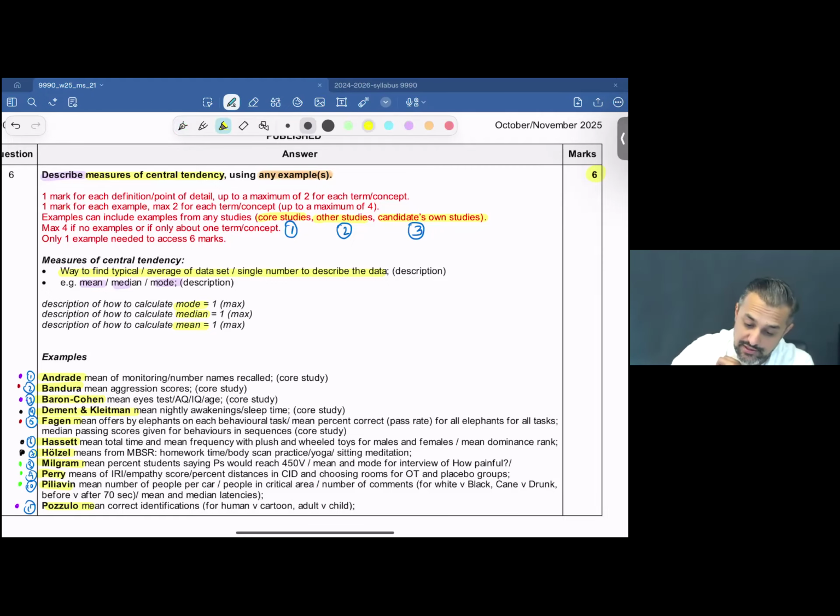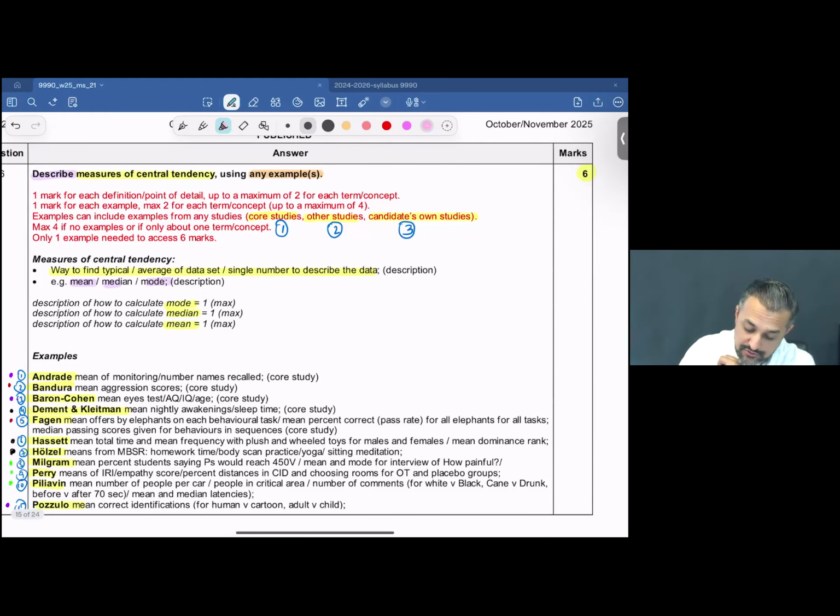One more thing that I'd like to discuss here. In the study conducted by Andrade, there was a mean calculated: Bandura mean, Baron Cohen mean, Timmerman Friedman mean, Fagan mean, Hassett et al. mean, Holzel et al. mean, Milgram mean, Perry et al. mean, Piliavin mean, and Pozzulo mean. So just look at the number of times mean has been calculated, which is again an example of a measure of central tendency.